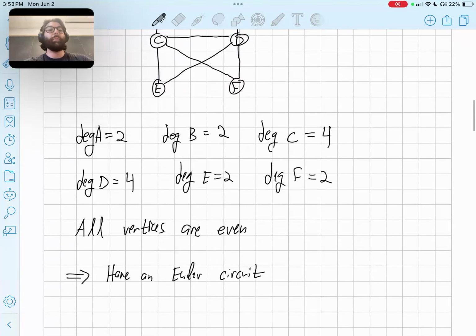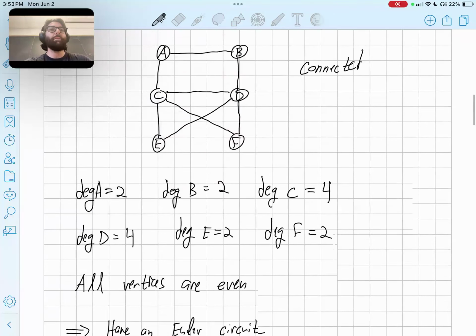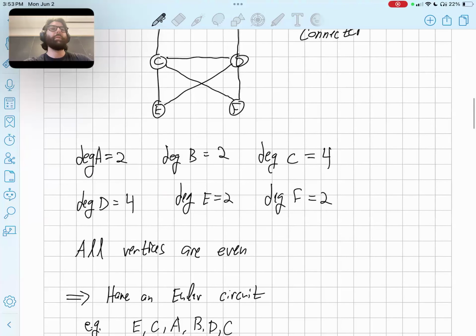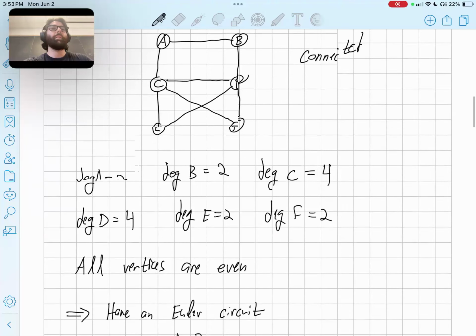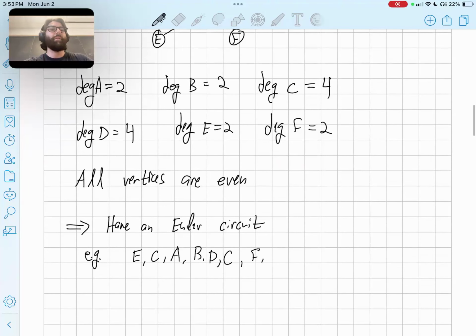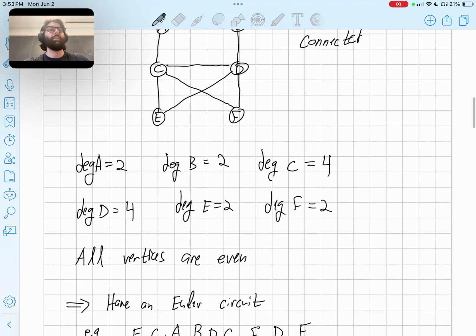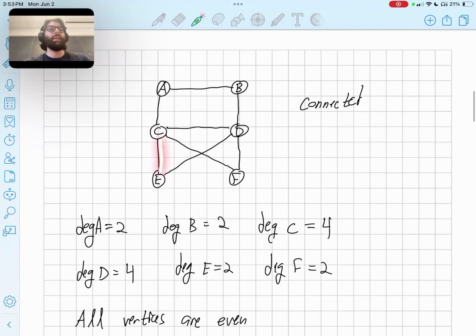So that was, for one example, E, C, A, and then B, D, C, and then F, D, back to E. So that's E, C, A, B, D, C, F, D, E.